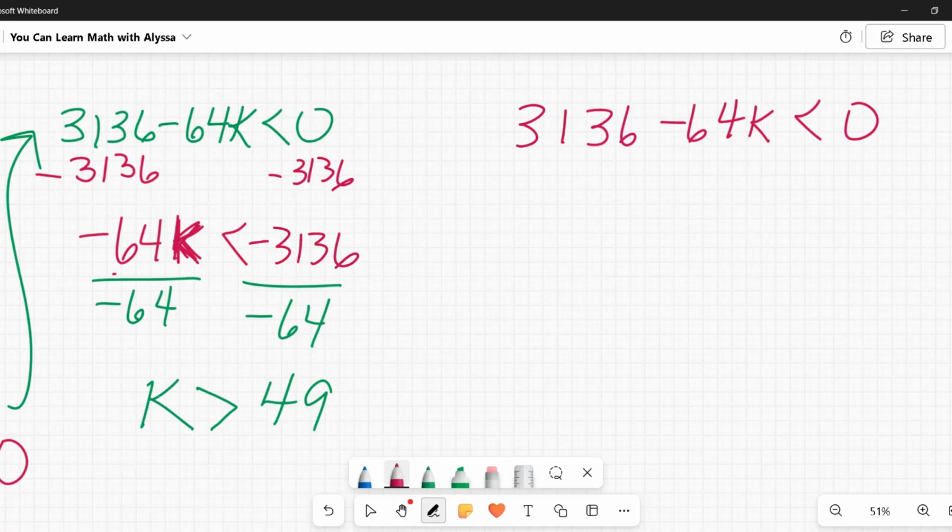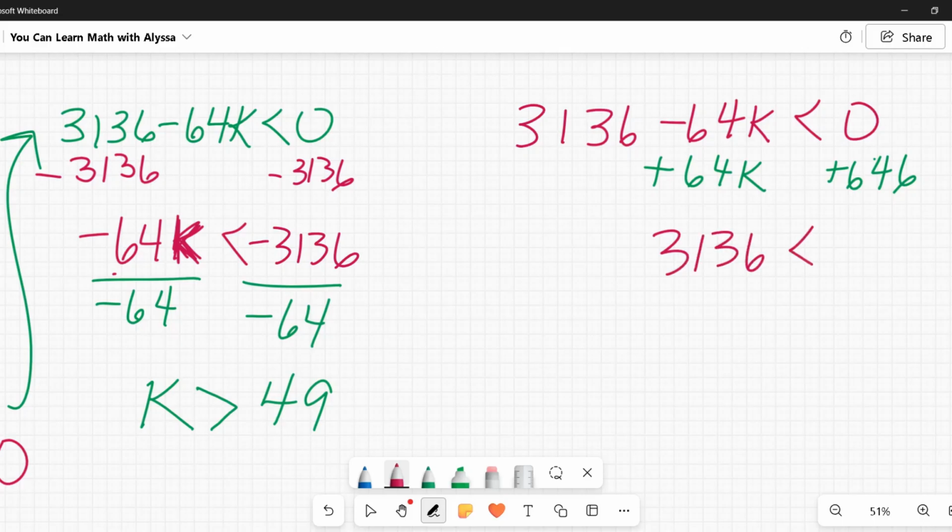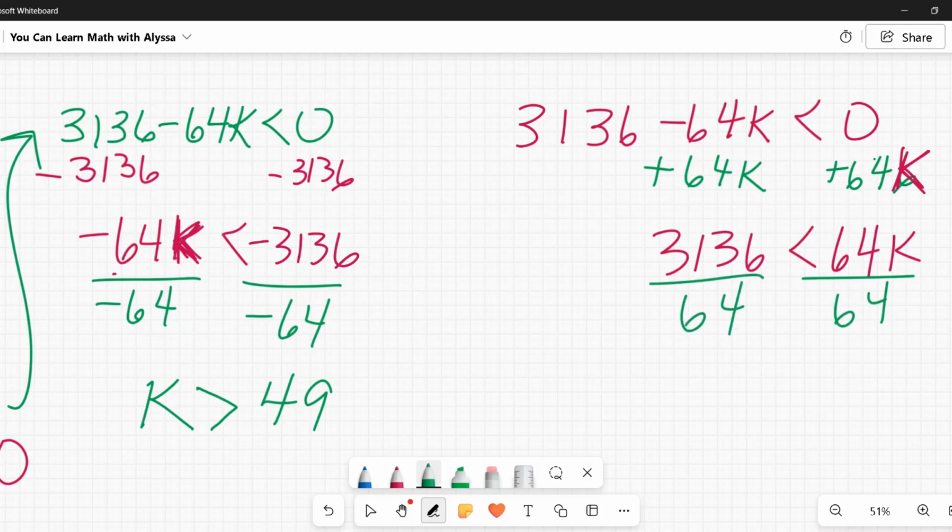What would have happened if instead of getting rid of the 3,136, what if I had dealt with the negative 64k? What if I added 64k to both sides? Then I would have had 3,136 is less than, I wrote 64.6, sorry about that, 64k. I would divide both sides by 64, going through this quickly, and I would have got to 49 is less than k. Look at that. It's saying 49 is less than k, or k is greater than 49.